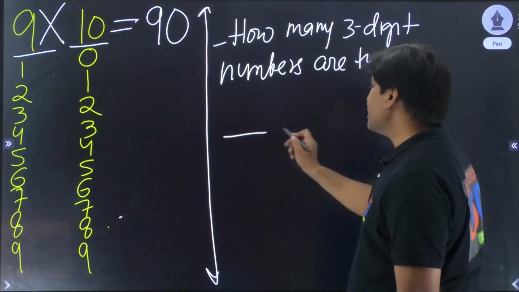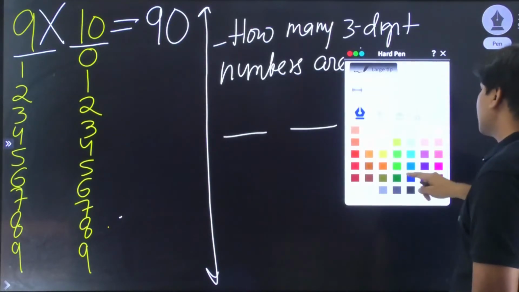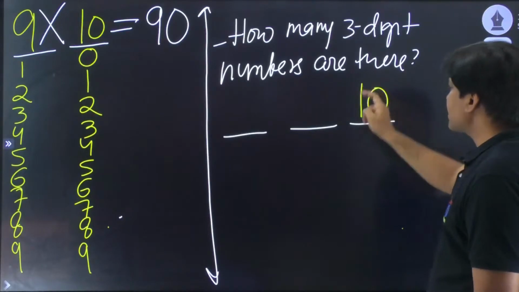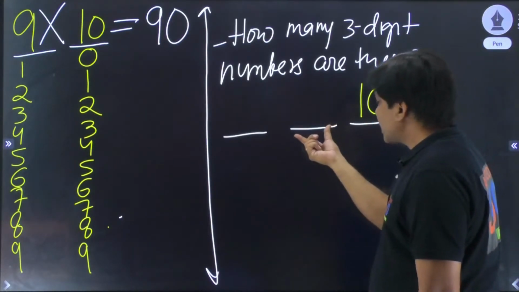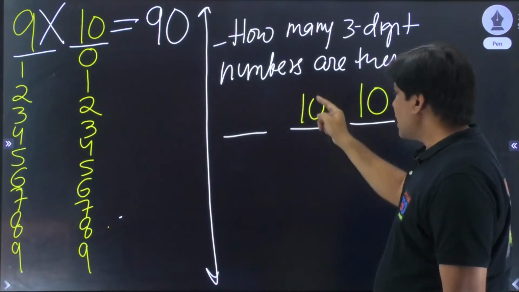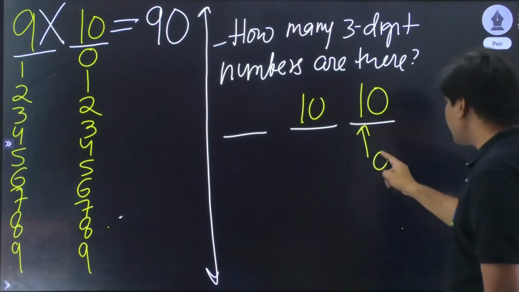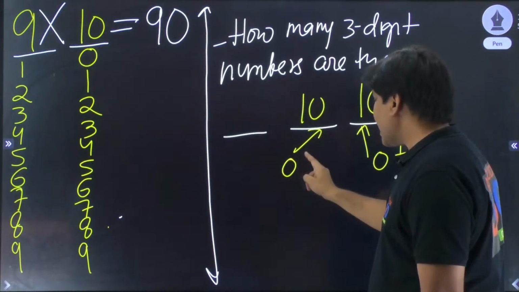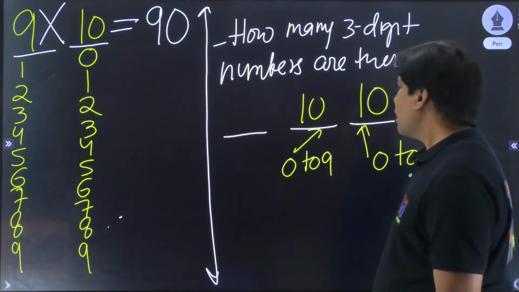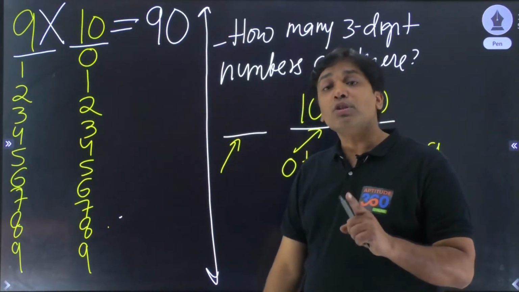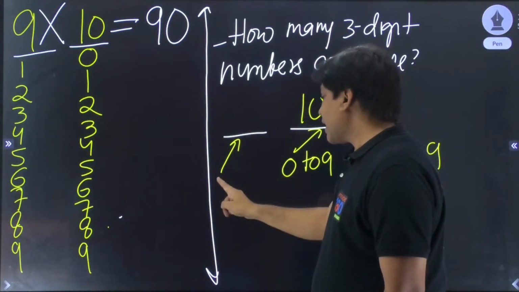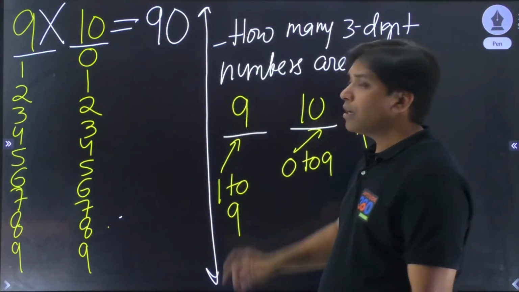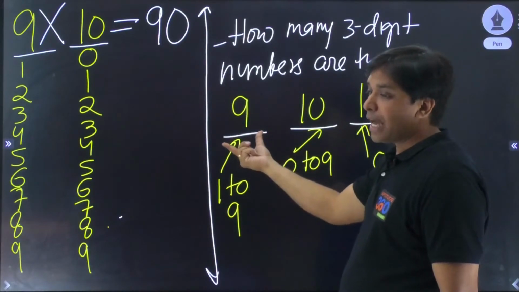So 1, 2, 3. Unit place can be accommodated in 10 ways, is it not? 10th place can also be accommodated in 10 ways. Why? Because it can have anything from 0 to 9. Whereas this can also have any digit from 0 to 9. Whereas without any condition, this can have any possibility from 1 to 9, because it cannot be 0, is it not? So this will be 9. So 100th place can be answered in 9 ways.